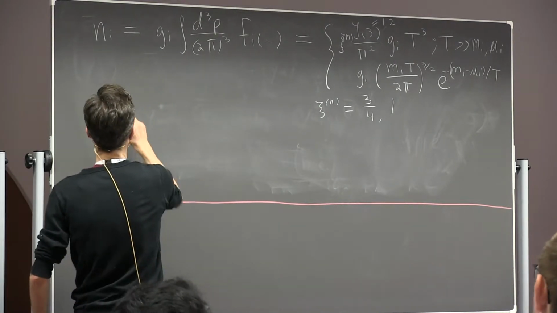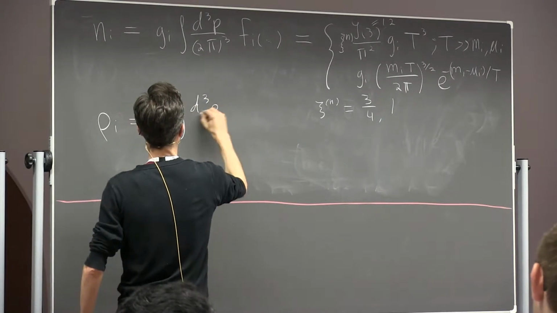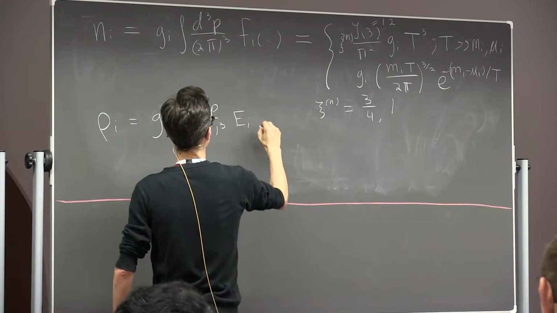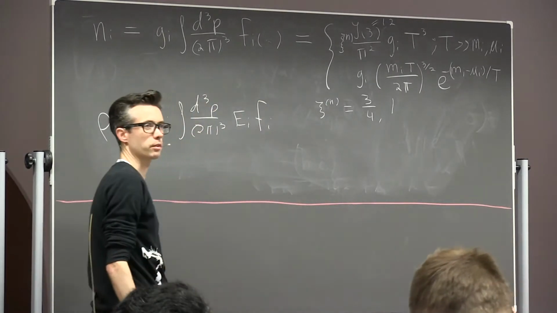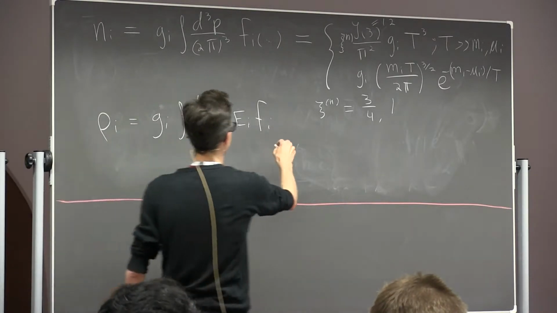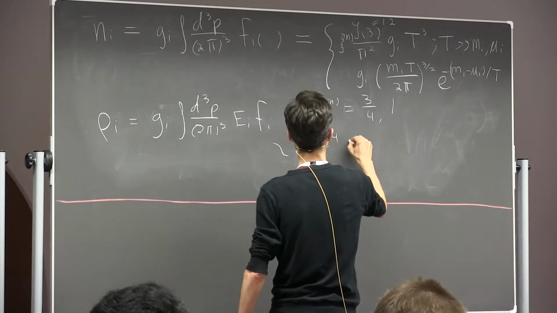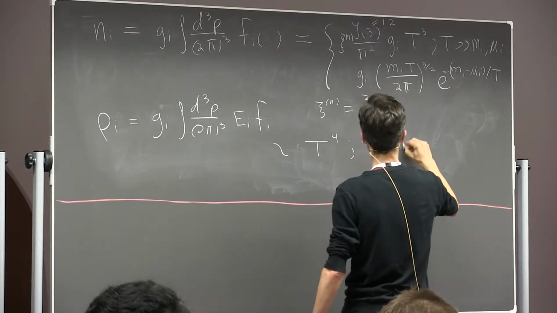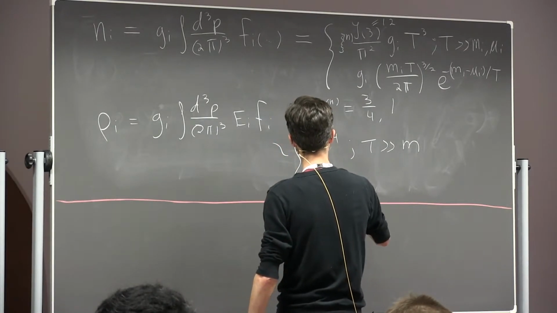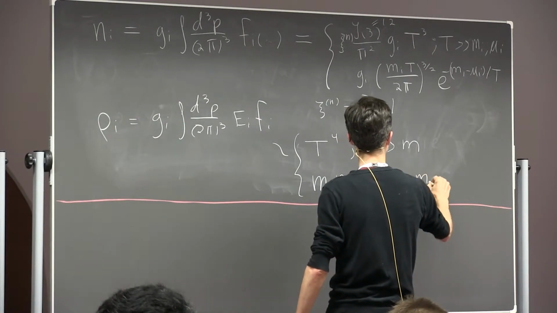For the energy density, I do the same thing, but now I just put a factor of energy in with the distribution function. And this has a similar form to above. I won't bother going through the whole thing, but it looks like basically T to the 4th for temperature much, much bigger than the mass, and mass times the number density for T much, much less than the mass.